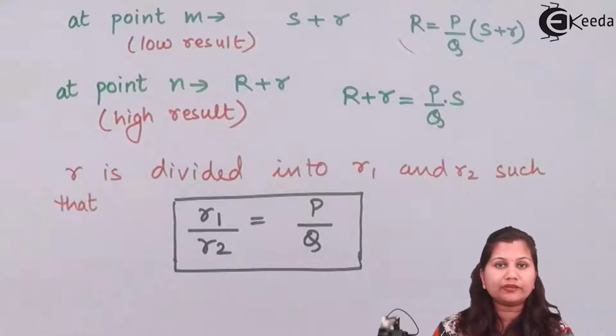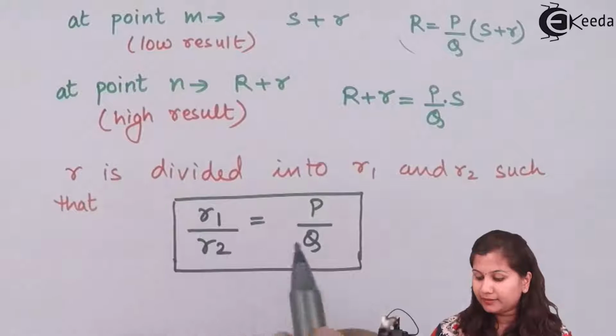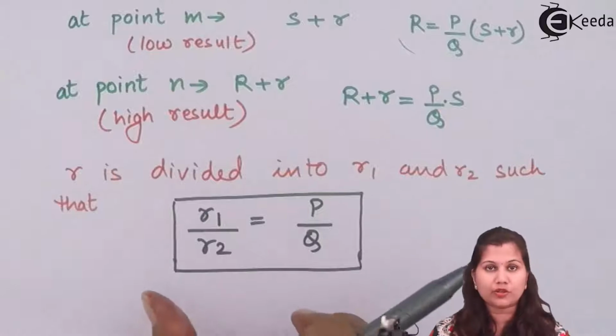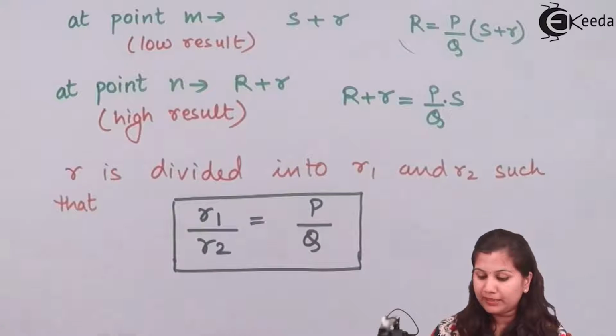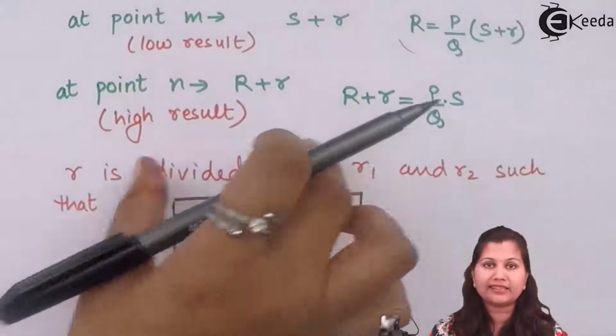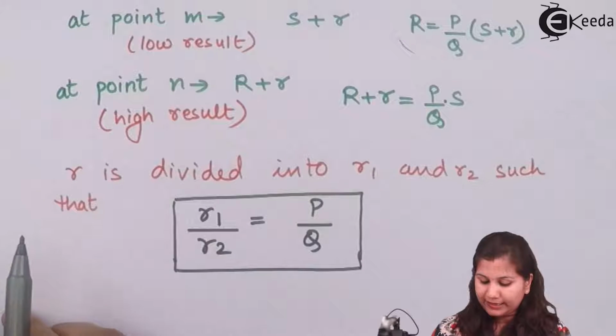When the connection of the galvanometer is made at point D such that we have this ratio, then no error will occur in the measurement. Meaning the low result and high result conditions will be eliminated. So how? Let's see.